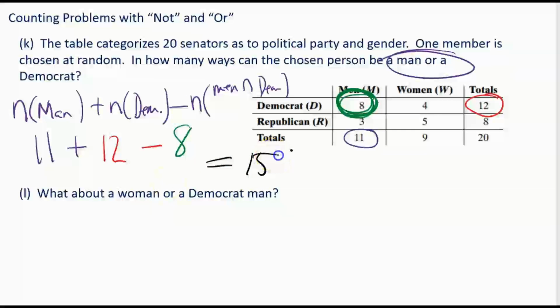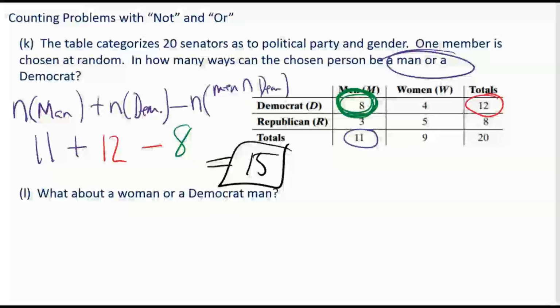So we get 15 as our final result. Now, how about you pause it and try question L on your own and come back and see if we get the same results there. So what about a woman or a Democrat man?